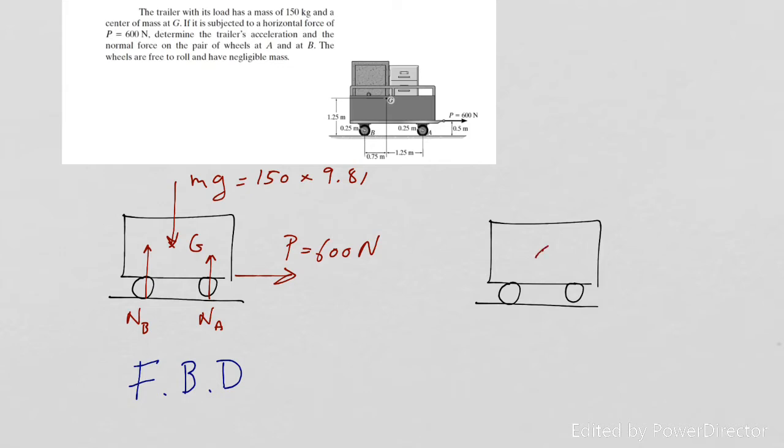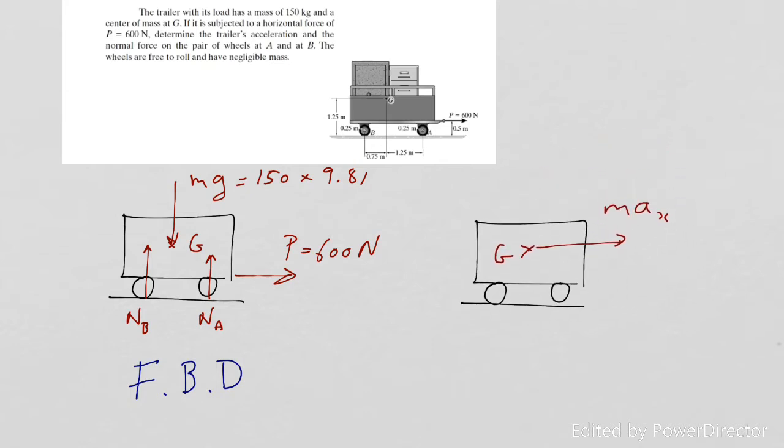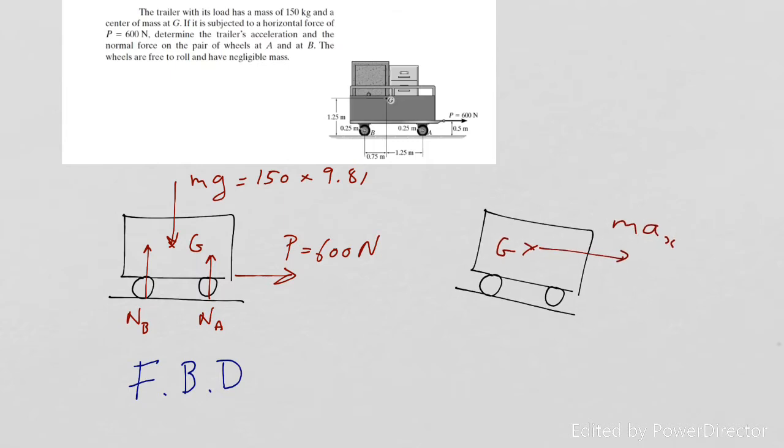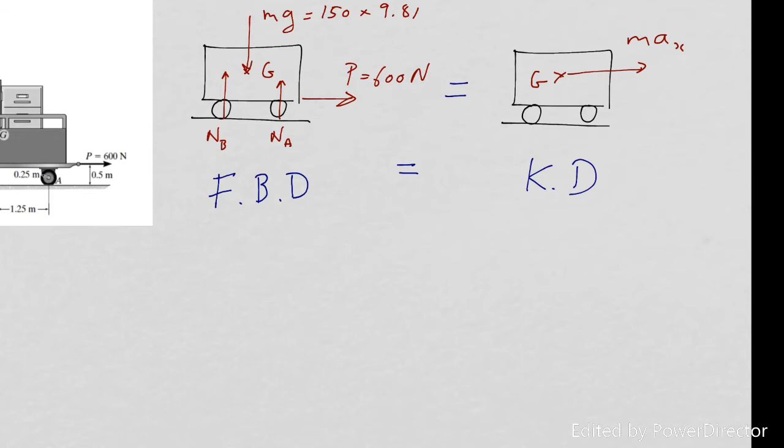Now, on the kinetic diagram, the movement of this car definitely will be on the x direction only. You see that? Because this car is moving forward. It doesn't move up. No. It doesn't rotate. No. So it only steadily moves to the x direction. So that's why our acceleration will only have an x. That will be our kinetic diagram. And free body diagram will be equal to the kinetic diagram, as we know. So we put it there and we write out the equation.